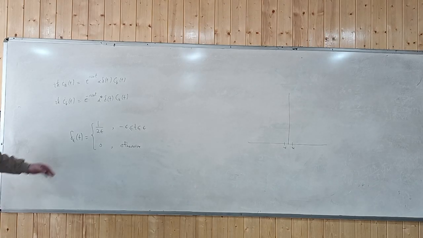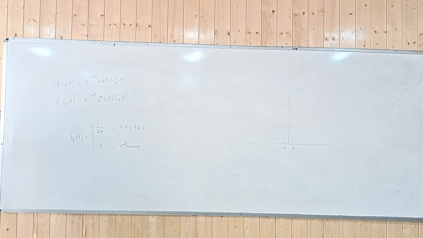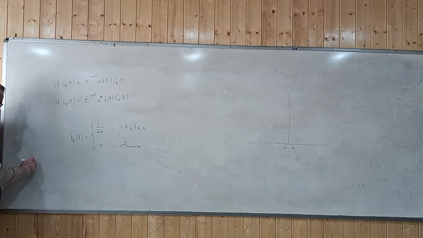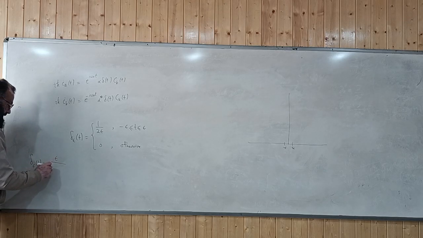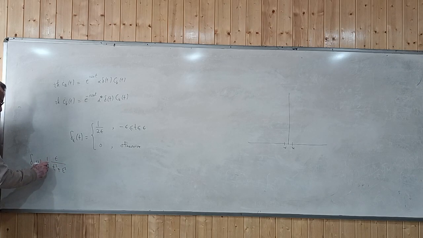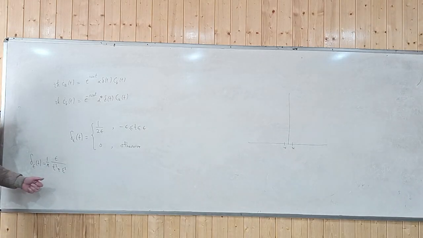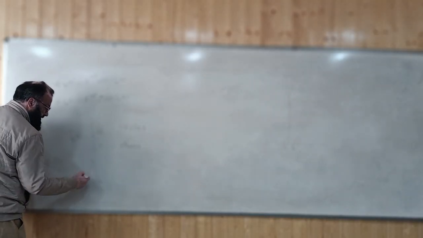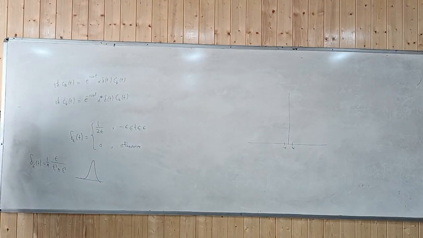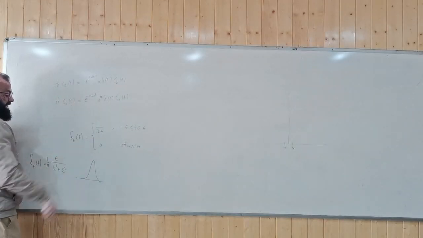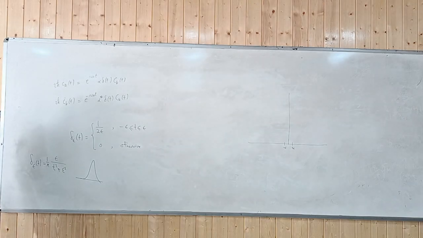This is one way to regularize the delta function, and there are other ways. You could have equally written the delta function as 1 by pi, epsilon by t square plus epsilon square, for epsilon tends to 0. If you take epsilon tends to 0, this function goes to a delta function. This curve is simply a Lorentzian curve, not a Gaussian. When epsilon tends to 0, the width decreases and the height increases, so it tends to a delta function.